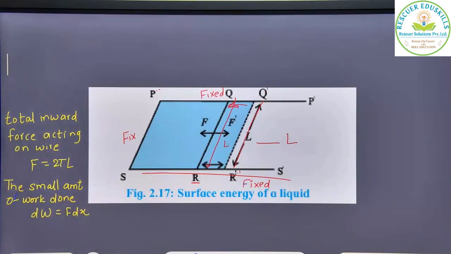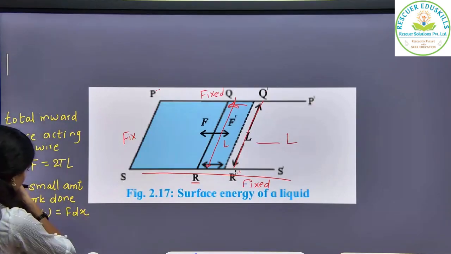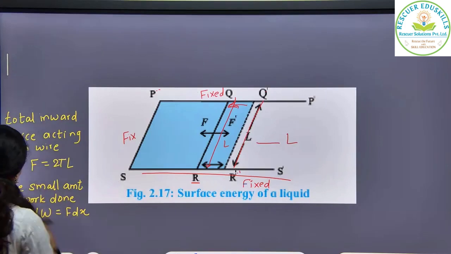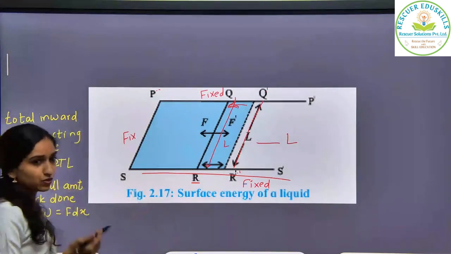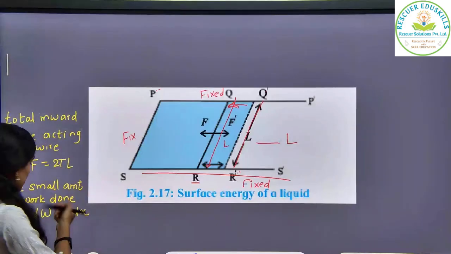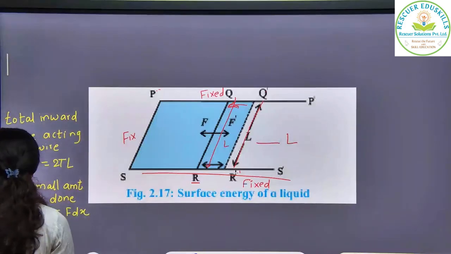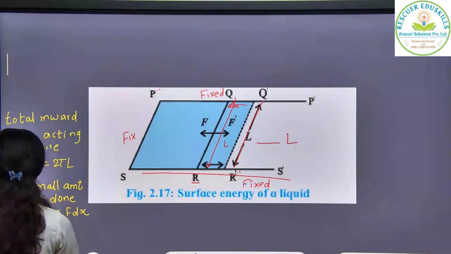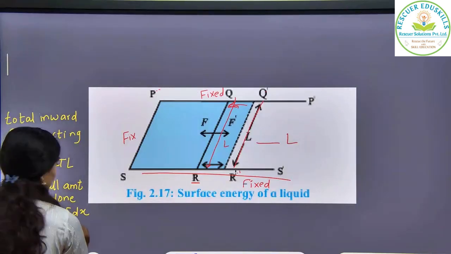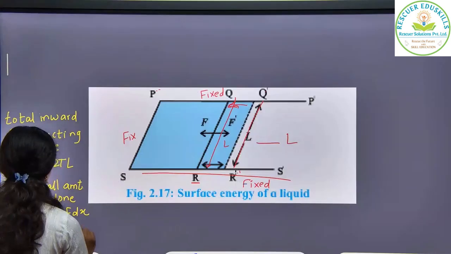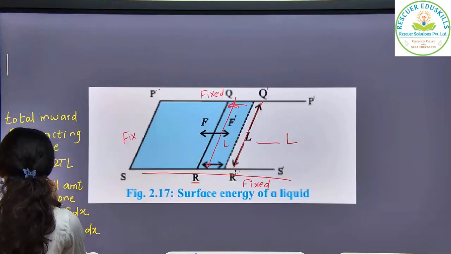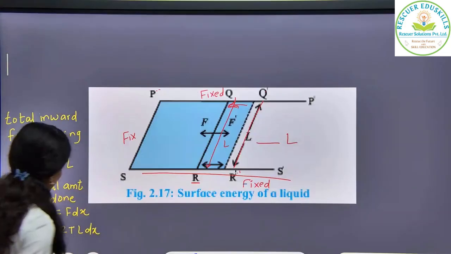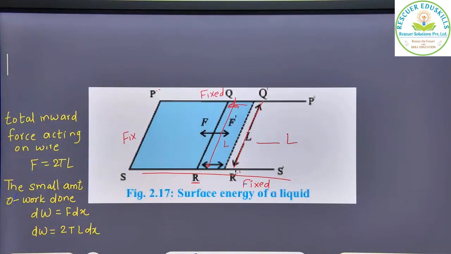Okay, so now what can we do? Can we substitute this F in this equation? Yes, we can substitute. So now we are just going to substitute this F in this equation. Okay. So now we can write dW is equal to 2TL dx. Okay.